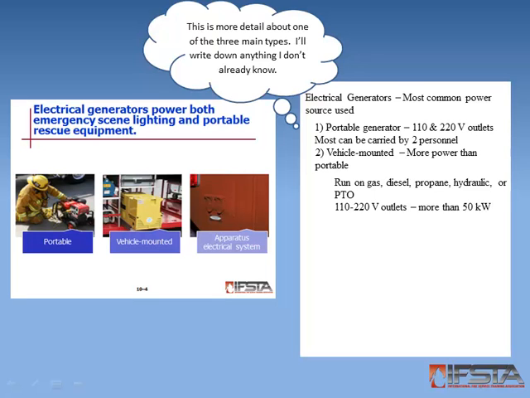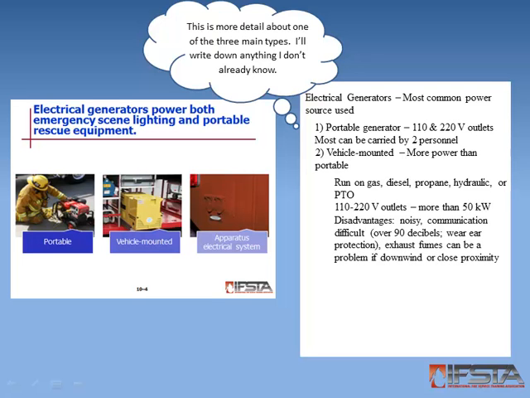Some of the disadvantages of using portable generators. They're very noisy. If they have their own separate engine, they make communications very difficult. They will run more than 90 decibels, so you'll have to use protective hearing devices. The exhaust fumes may contaminate the scene if the vehicle is not positioned downwind, or your firefighters are working in close proximity to these generators.